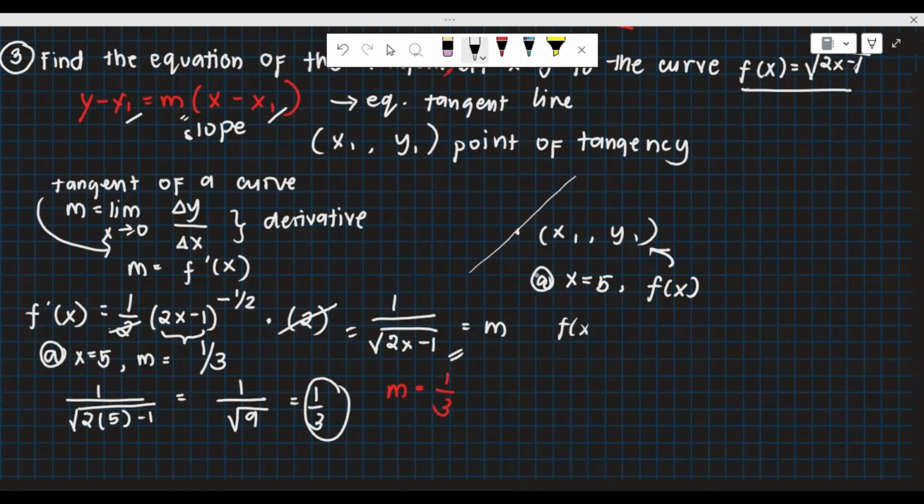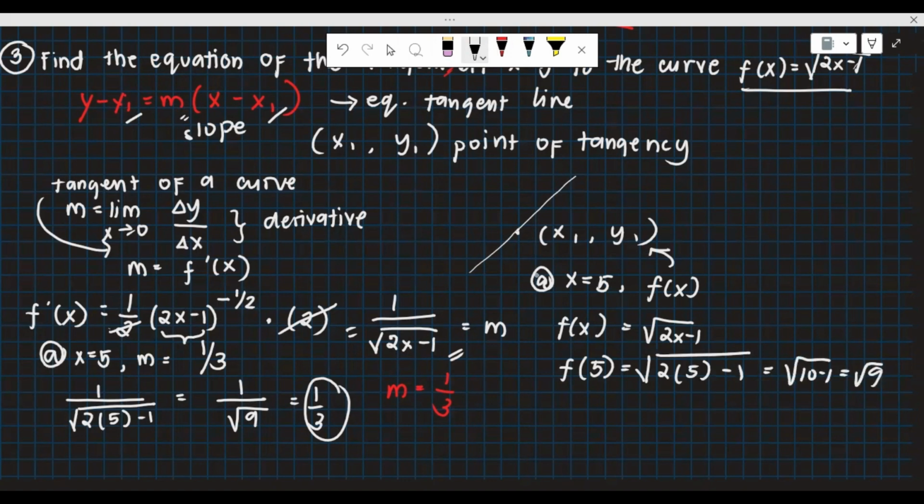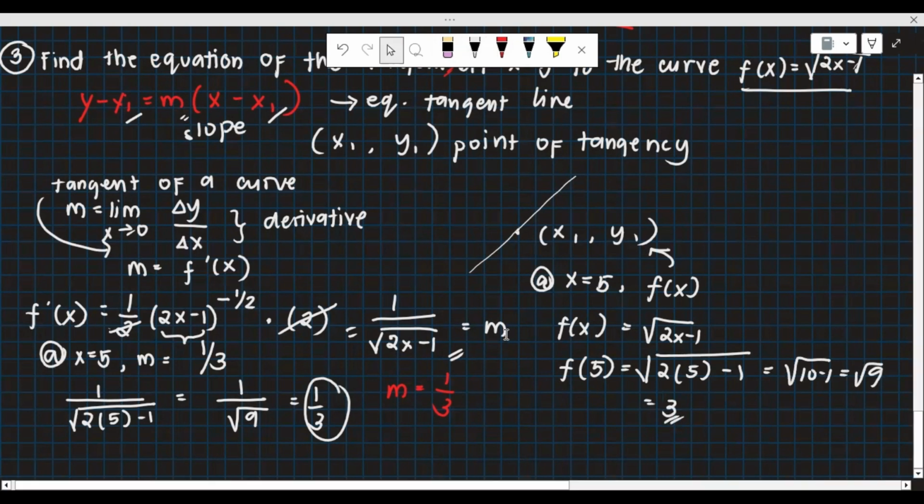So, your f of x is square root of 2x minus 1. Now, your f of 5 will be square root of 2 times 5 minus 1. And that would be square root of 10 minus 1, or square root of 9. And that will be equal to 3. So, ito na yung y sub 1 natin.